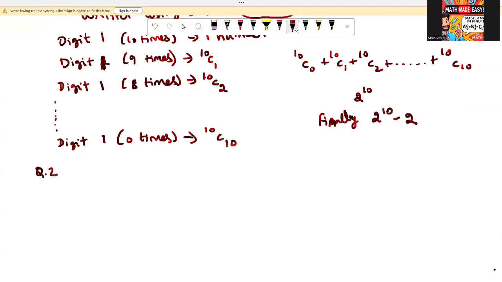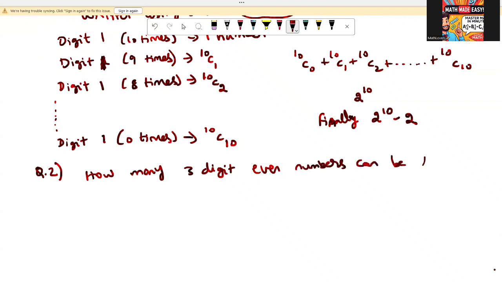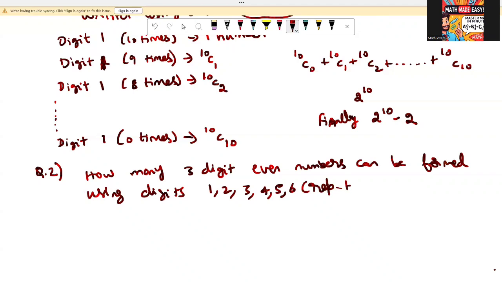So let's move on to question number 2. The question is, how many 3-digit even numbers can be formed using the digits 1, 2, 3, 4, 5, 6. Repetition is not allowed.